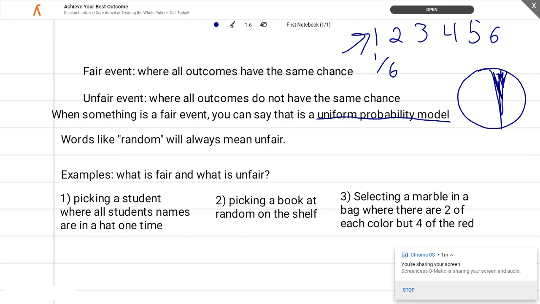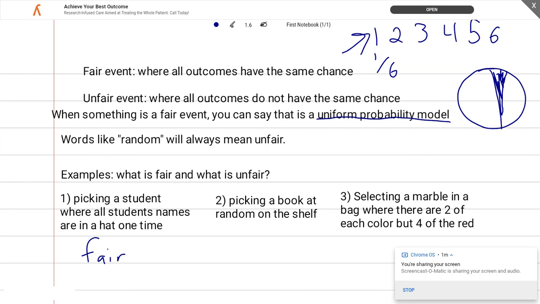So the first one is picking a student where all students' names are in a hat one time. Well, if everybody's name is in the same hat one time, that is a fair event. Everybody has the same chance of getting their name chosen. Let's look at number 2.